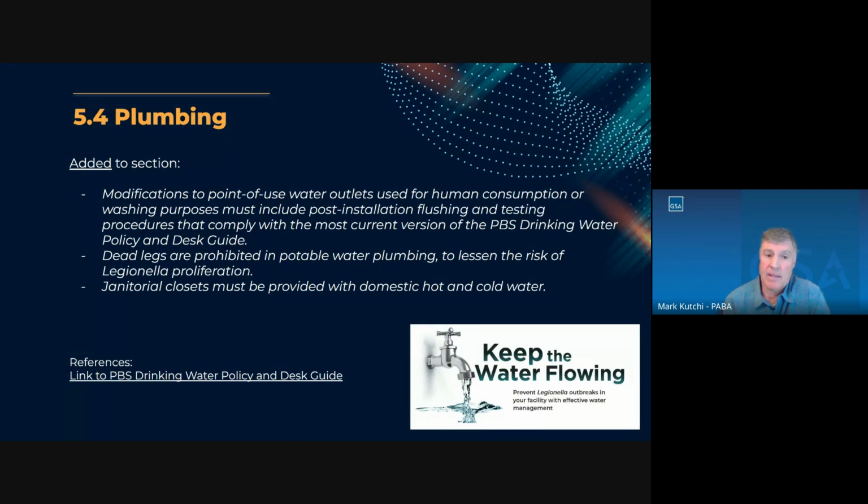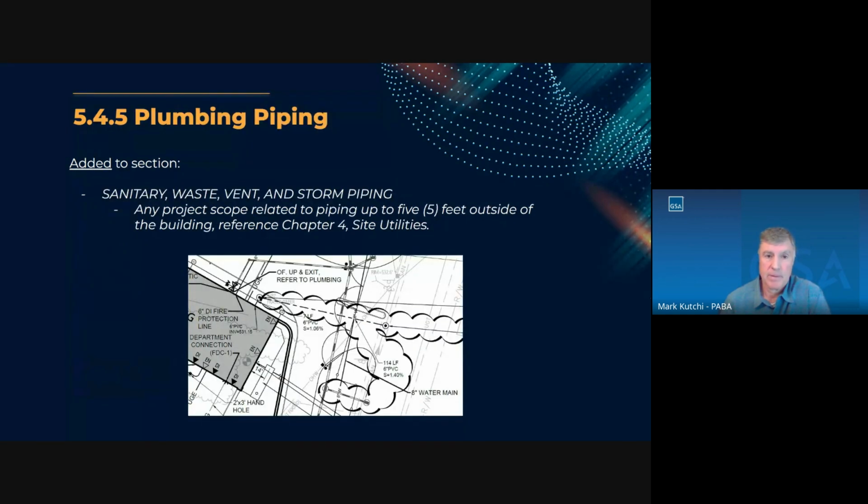In addition to that, dead legs are prohibited in potable water plumbing to lessen the risk of Legionella proliferation. And unrelated, janitor closets must be provided with domestic hot water and cold water. Here, a section to the plumbing piping was probably more of a clarification. Sanitary, waste, vent, and storm piping, any project scope related to piping up to 5 feet outside the building should be referred to Chapter 4 Site Utilities, covered under the Site Utility section, not the P100 mechanical section.